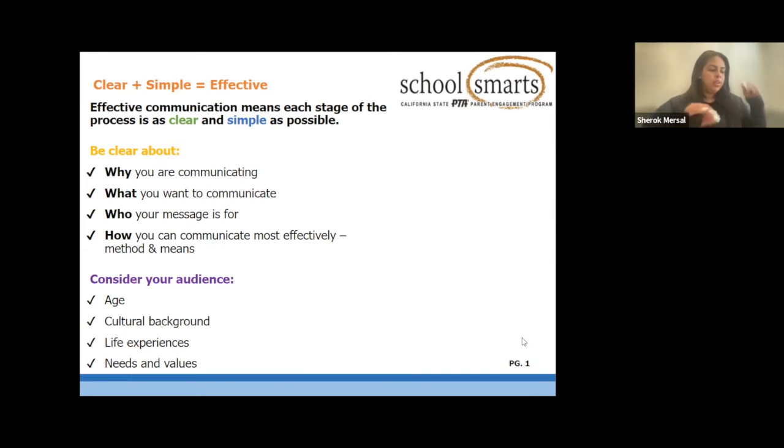In this slide, we're talking about being clear plus simple equals effective. Effective communication means each stage of the process is as clear and simple as possible. Be clear about why you are communicating, what you want to communicate, who your message is for, and how you can communicate most effectively, method and means.